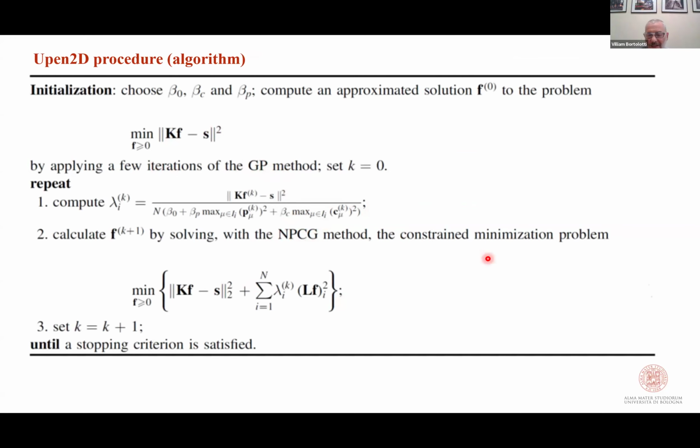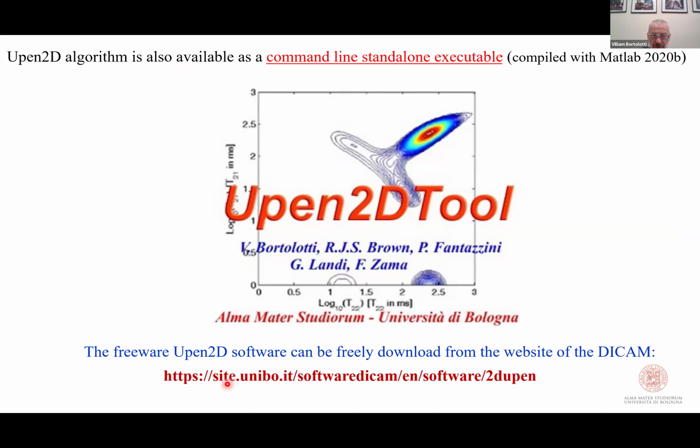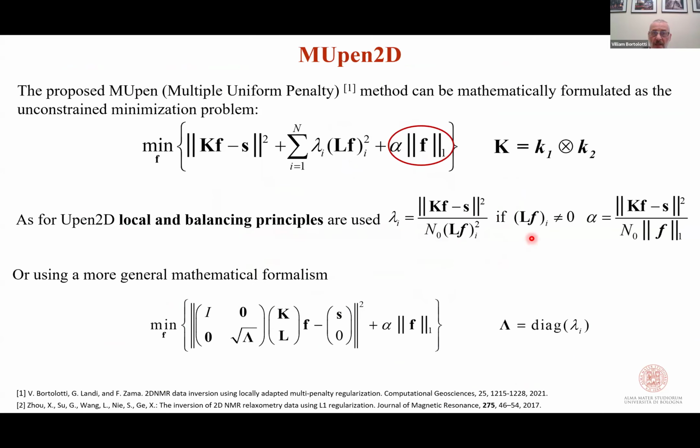The code was validated in 2D. This one is T1, T2 maps, you see, with synthetic data, and compared. Validation and verification is the typical activity performed on a model and software. These can be freely downloaded, as told before, from the unibo.it site, software DICAM, my department, and are freely usable.